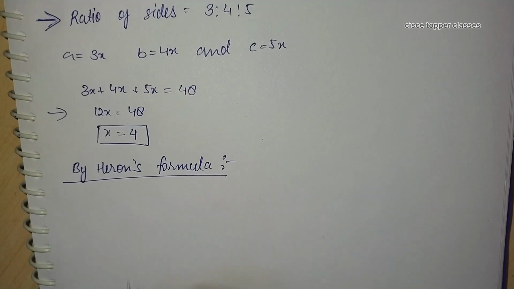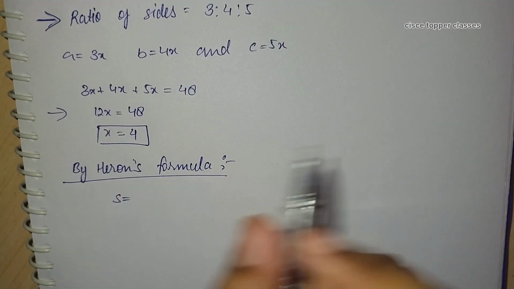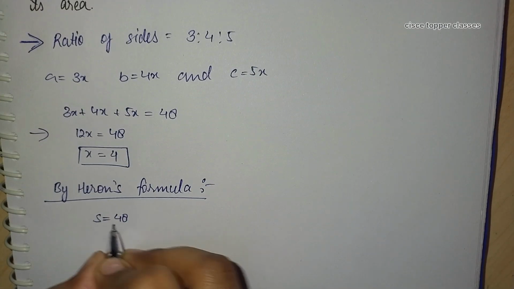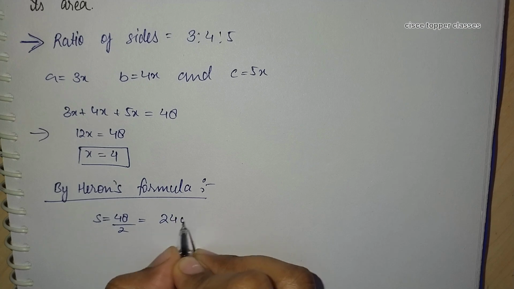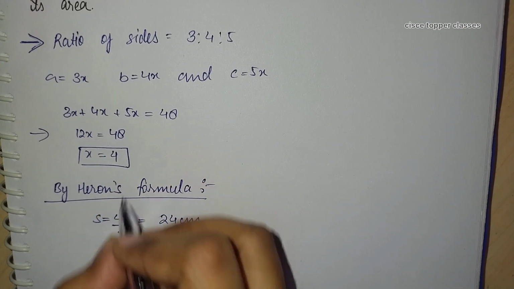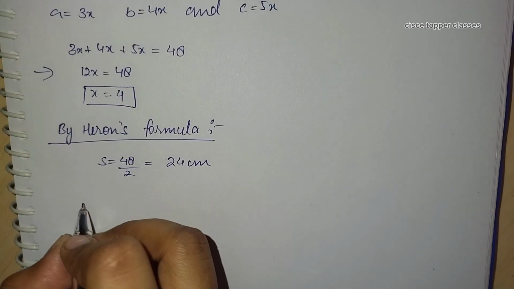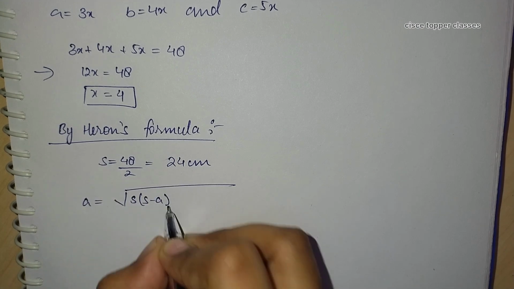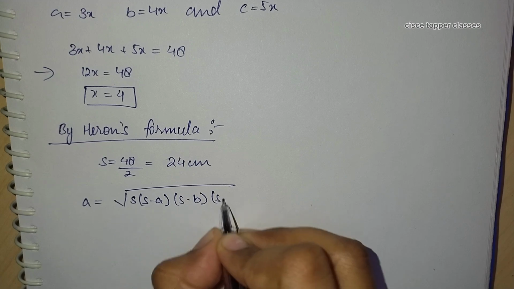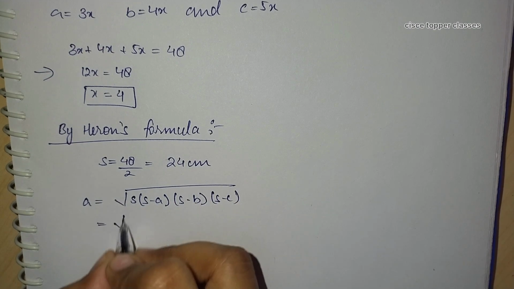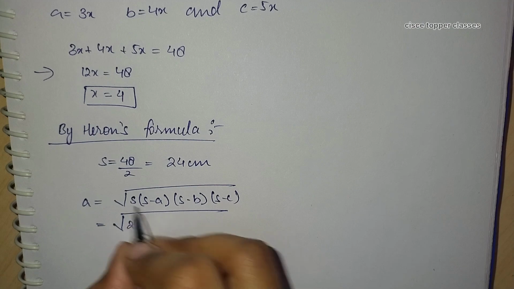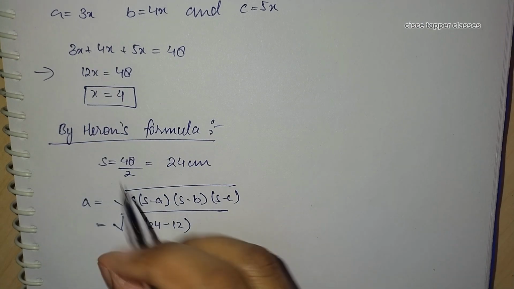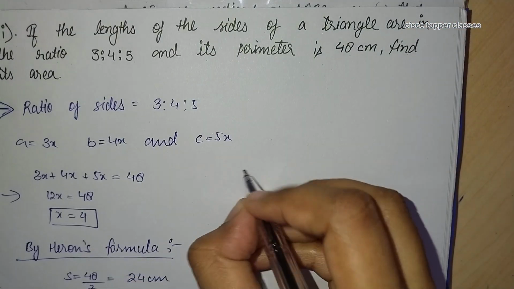So as we know, we are going to use the semi-perimeter, and semi-perimeter is half of the perimeter. Perimeter is given as 48, means half of perimeter will be 24 centimeter from here. We will put the value in Heron's formula: area is equal to under root s into s minus a, s minus b, s minus c. Here we'll put the value of s. This will be 24 minus 12, because the side A is 12. Here we will put the value of x.